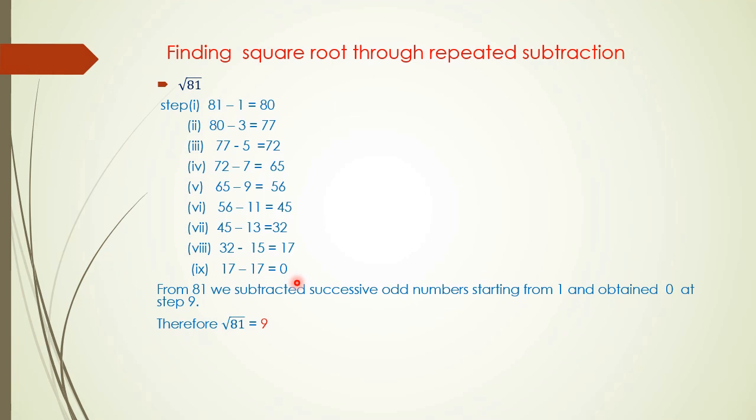So here we stop the subtraction. Now count the number of steps. How many steps have we done? 9 steps. Means 9 odd numbers we have subtracted. 1, 2, 3, 4, 5, 6, 7, 8, 9. In 9 steps we have subtracted 9 successive odd numbers starting from 1 from the given number 81. So the number of steps we have done, or the number of odd numbers we have subtracted, is 9. So the square root of 81 is equal to 9. This way we can find the square root by the method of repeated subtraction.